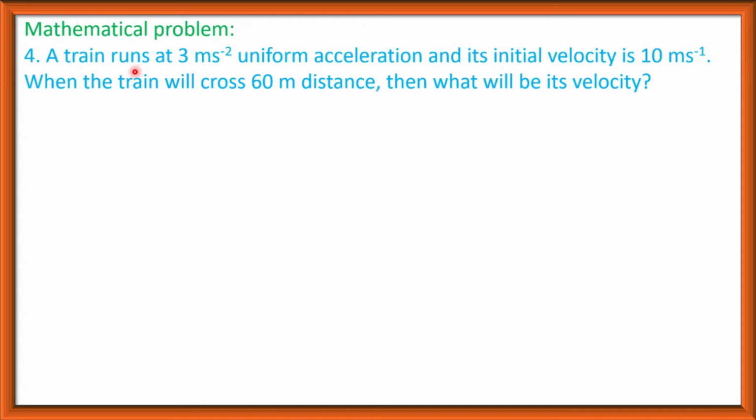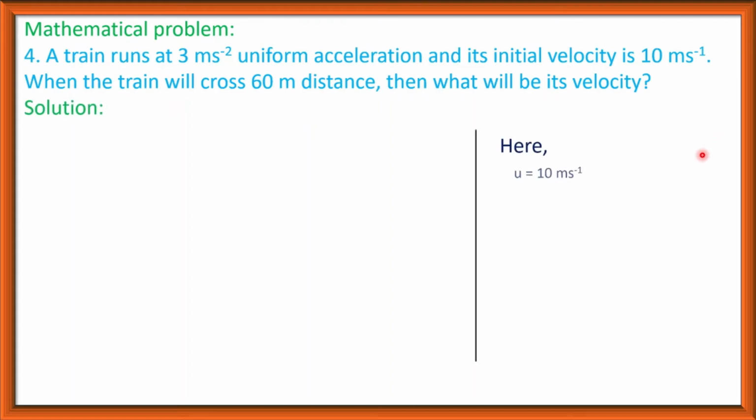A train runs at 3 meter per second square uniform acceleration. Here uniform acceleration is 3 meter per second square, and initial velocity of the train is 10 meter per second, and when it will cross 60 meter distance, what will be its velocity?